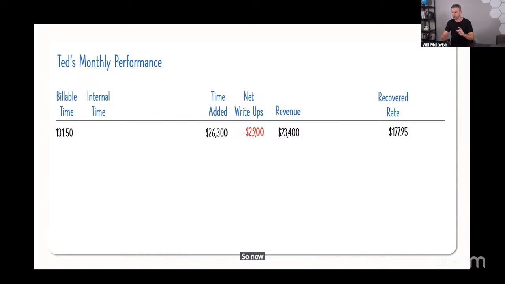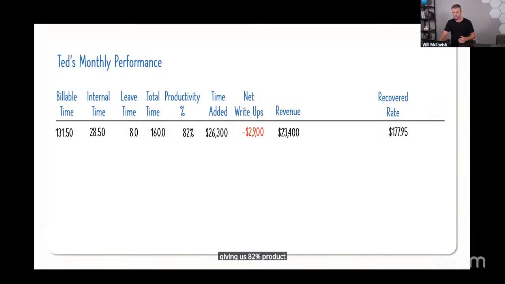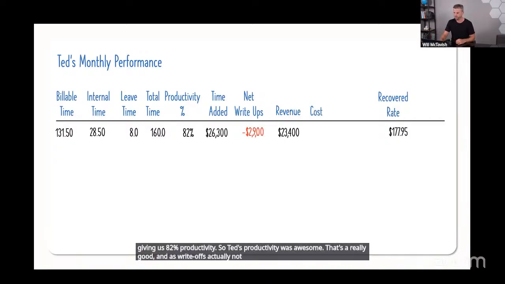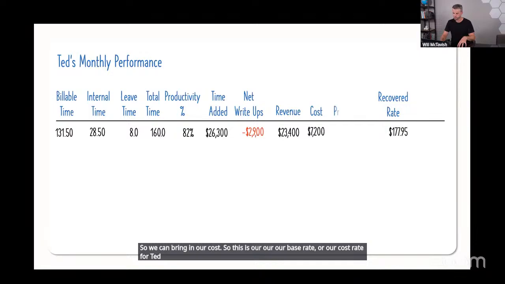So now I'm going to bring some new values in. We've got internal time, 28 hours, and he took 8 hours of leave. So total time was 160, giving us 82% productivity. So TED's productivity was awesome. That's really good, and his write-offs are actually not too bad. So we can bring in our cost. This is our base rate or our cost rate for TED's time.